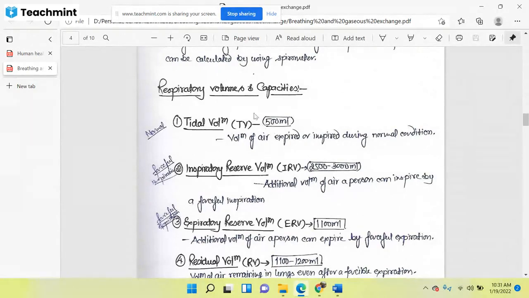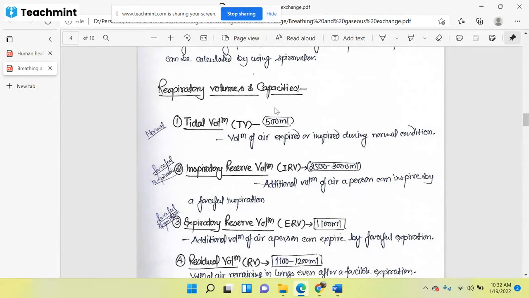Okay, this is also called TD in short. This tidal volume is generally 500 ml. What is the meaning of tidal volume? It is the volume of air inspired and expired during normal conditions. During normal conditions, the volume of air we are inhaling and exhaling is around 500 ml, so it is called tidal volume.